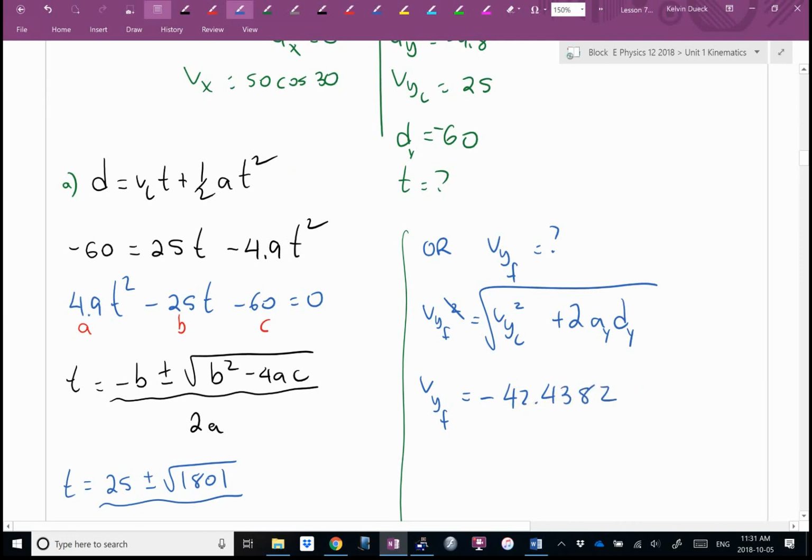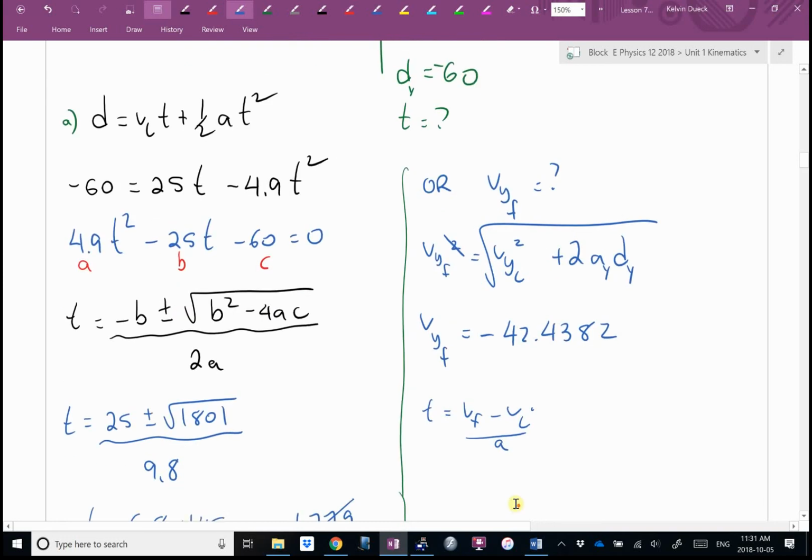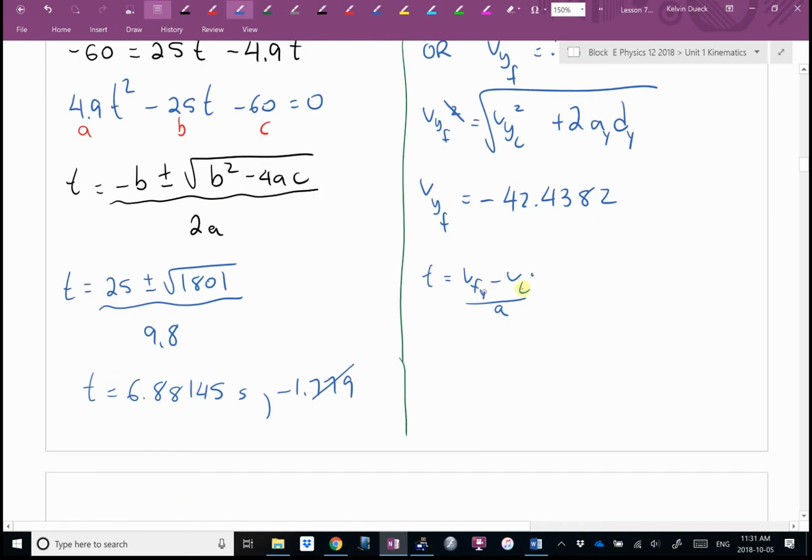Why does that help? Do I know V final? Say yes. Do I know V initial? Do I know A? I can find time using Darwin's equation from earlier in class. I can find time by going VF minus VI over A. And I was able to find time and avoid the quadratic equation. But I had to find something in order to find something, which kind of irritates me.